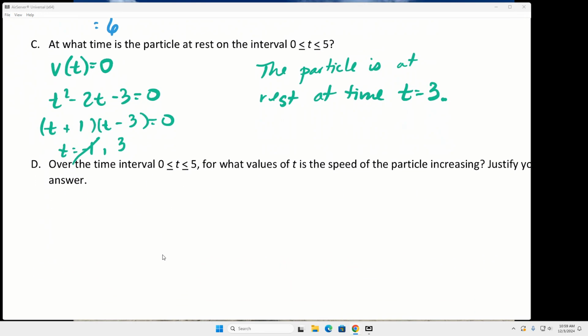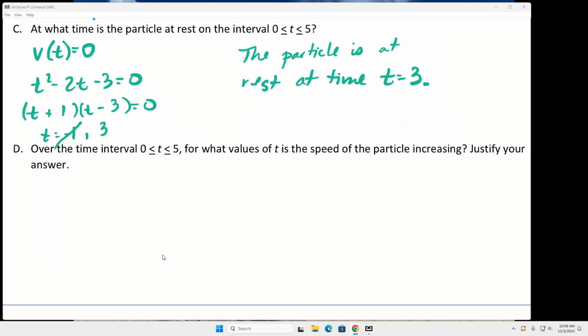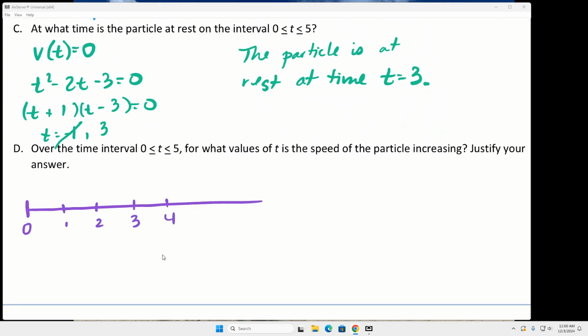And then on D, we want to find, on that time interval from 0 to 5, all the values of t where the speed of the particle is increasing. So what we're going to do, move down just a little bit, is do a sign chart. We're going to start at 0 and go all the way to 5. Oh, I drew my line a little too long.